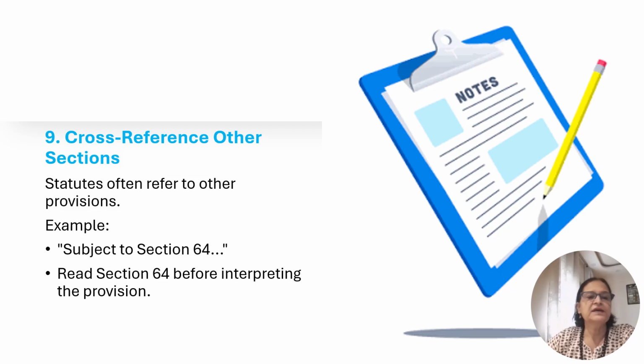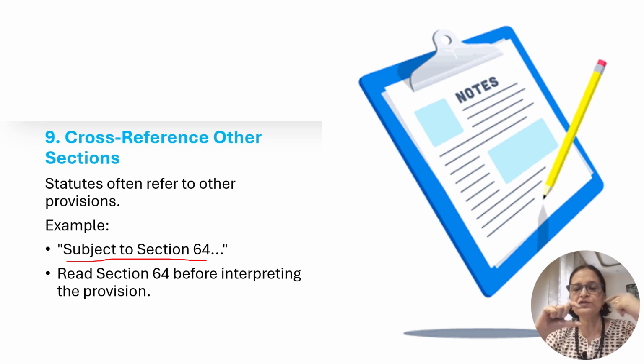Cross-reference other sections. Statutes often refer to other provisions, like "subject to section 64, this section says so and so." So you must know section 64, because there is a lot of cross linking. If a particular section refers to the examination process, then better you go through that section first, and then come to the advanced section. So if cross reference is done, then you have to understand all the sections which have been referred there as a cross reference.